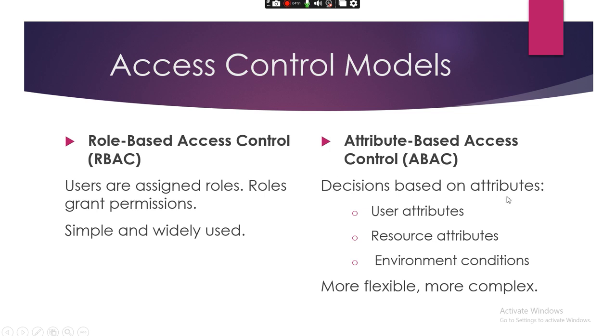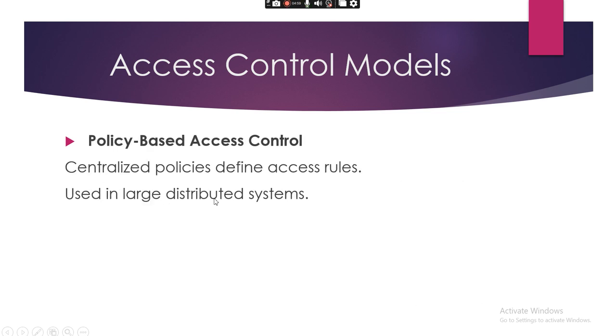They are decisions based on attributes, for example, user attributes, resource attributes, environment conditions. More flexible but more complex. And the last one is called policy-based access control. These centralized policies define access rules used in large distributed systems.